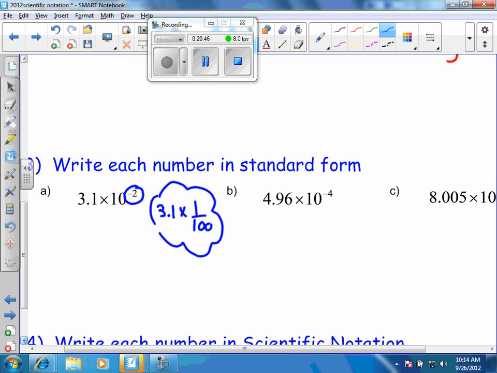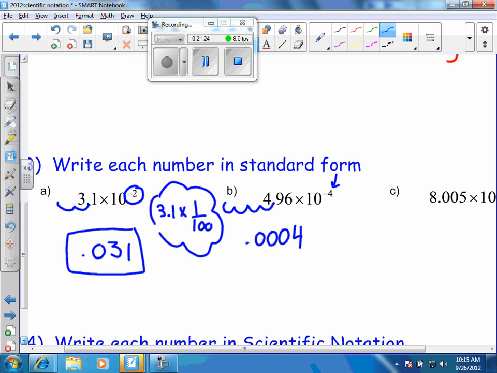So it's going to get smaller. So for this to get smaller by 2 powers of 10, that decimal has to move twice. But it's got to go to the left because you're multiplying by a small number. So this is just 0.031. You move that 2 decimal places. How many times am I going to move this one? 4. And since it's negative, your number is going to get smaller, so you're going to go 1, 2, 3, 4. So 0.0004996.